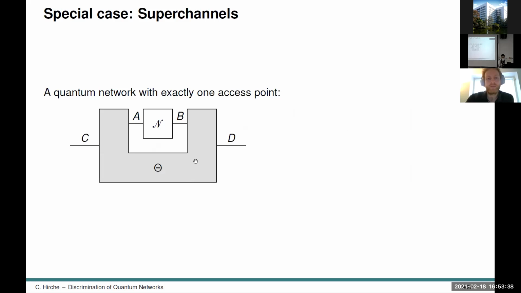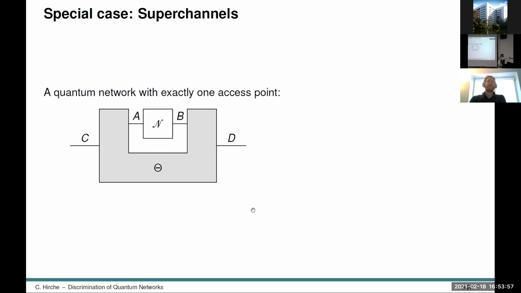So a 2-comb I depicted here, and they're often also called superchannels, and that is because you can think of them as taking a channel N from A to B as an input and returning to you a new channel that goes from C to D.